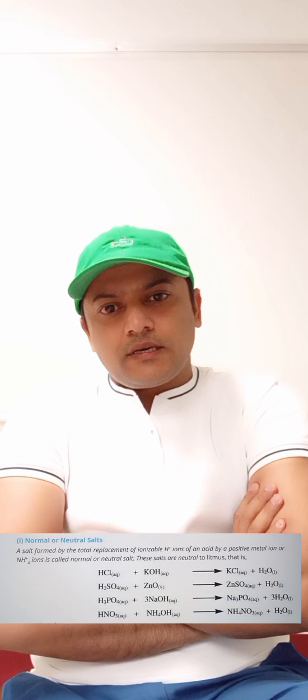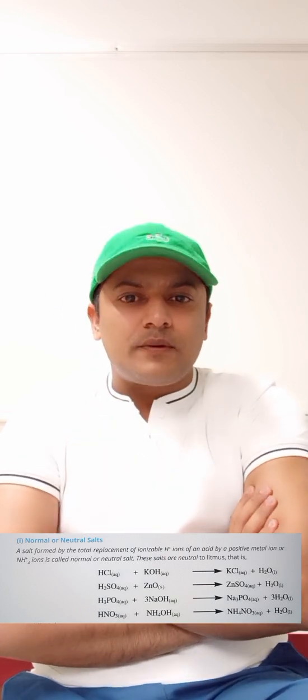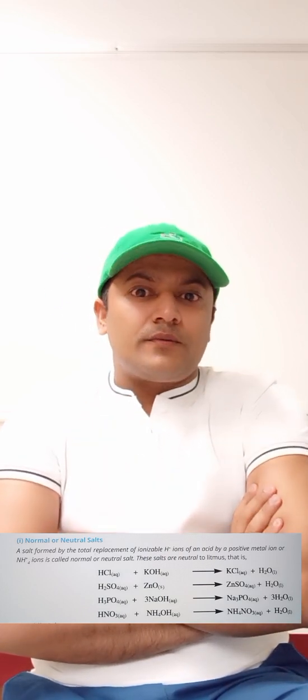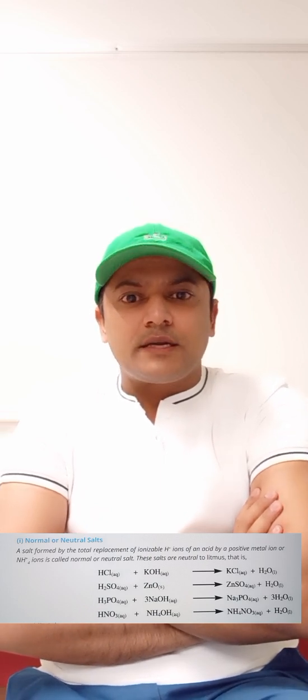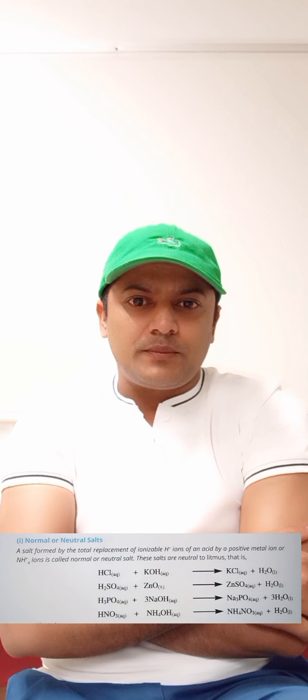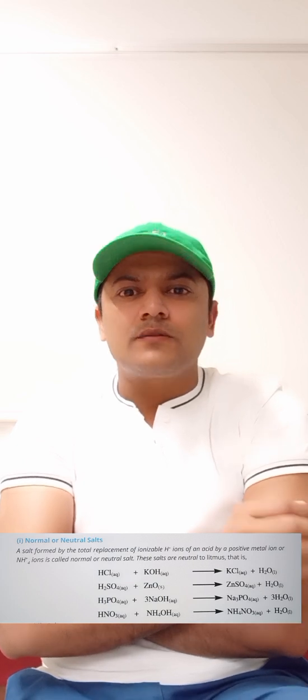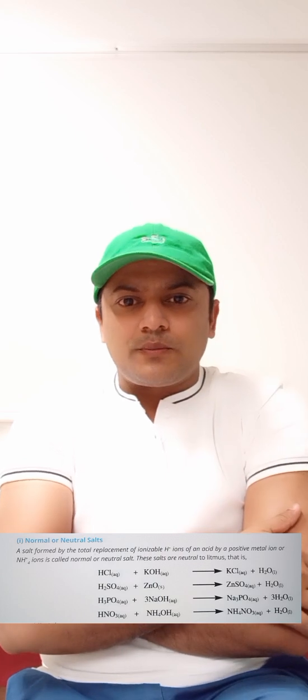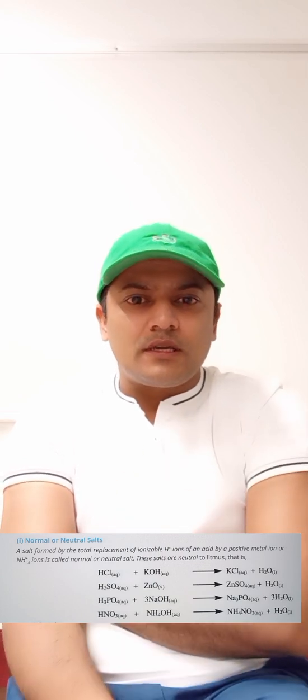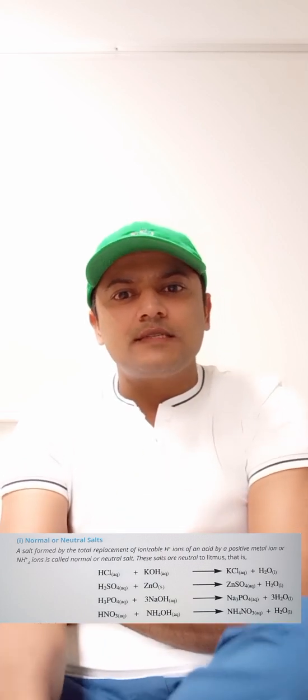So this is how we can check with the help of litmus paper, but we can also check the pH with a digital pH meter. The pH of this solution will be around 7, and that is called neutral. And as we know, if the pH of any solution is more than 7, it is a base or basic solution, and if the pH is below 7, it is an acidic solution.